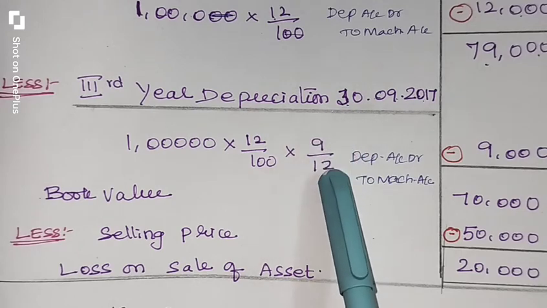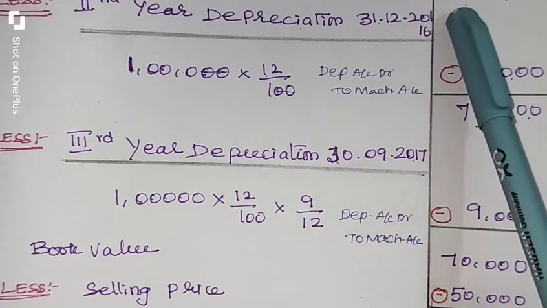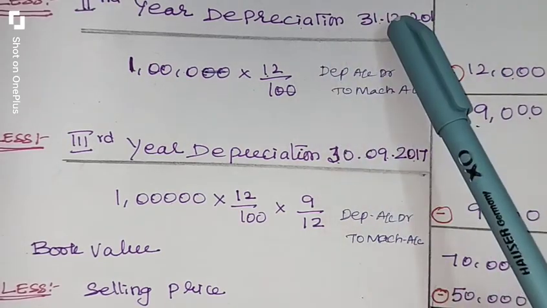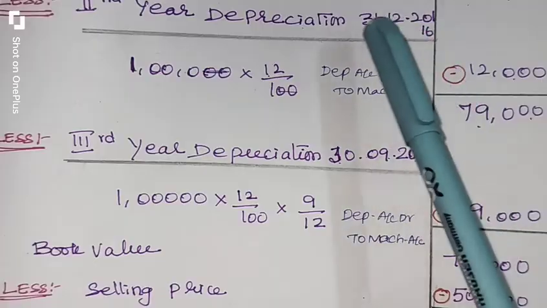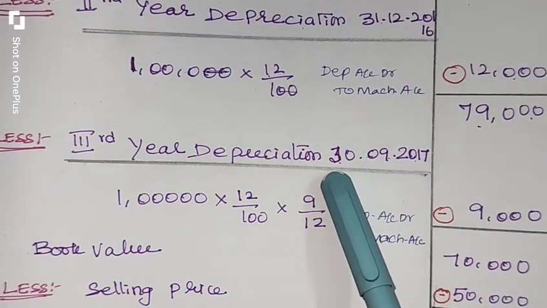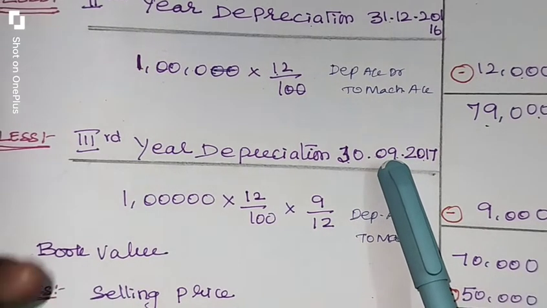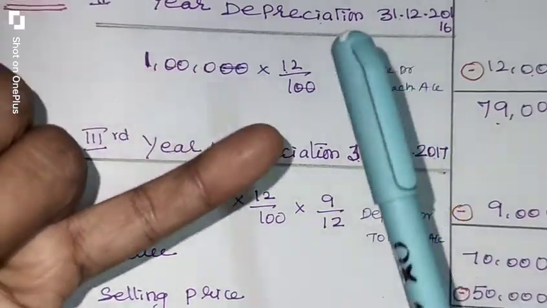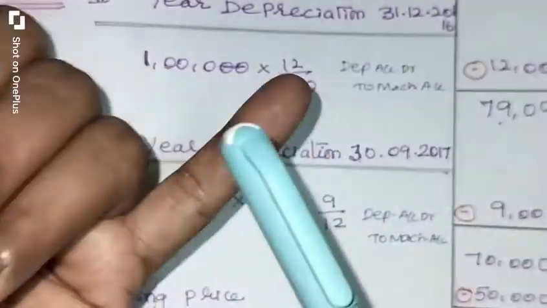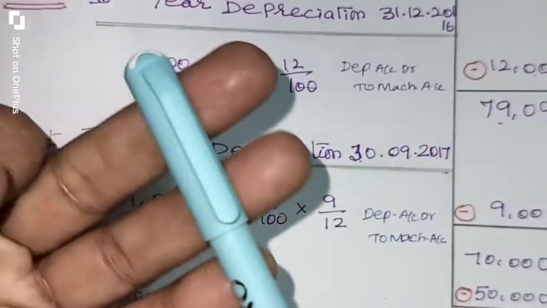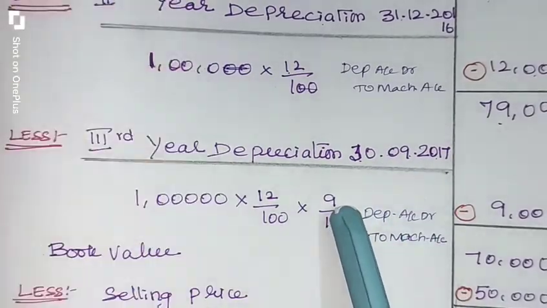What is the meaning of 9/12? Listen, in the previous year, what was the closing accounting period? 31/12/2016. What is the next accounting period after 31/12? 1/1/2017. So we have to calculate from 1/1/2017 up to 30/9/2017, that is the selling period. That means January, February, March, April, May, June, July, August, September. Up to September we get 9 months, so 9 out of 12.